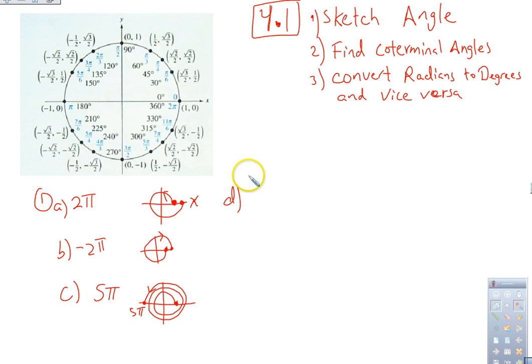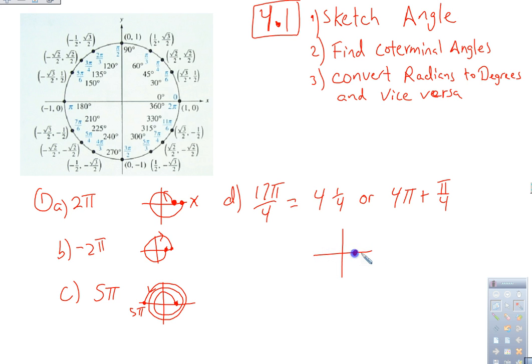Let's try 17 pi over 4. As you can see, that's not on the unit circle at all. So what I recommend is that you convert this into a mixed fraction. 4 goes into 17 4 times, with the remainder of 1/4, or 4 total pi's plus 1/4 of a pi. Okay, so let's start doing this.